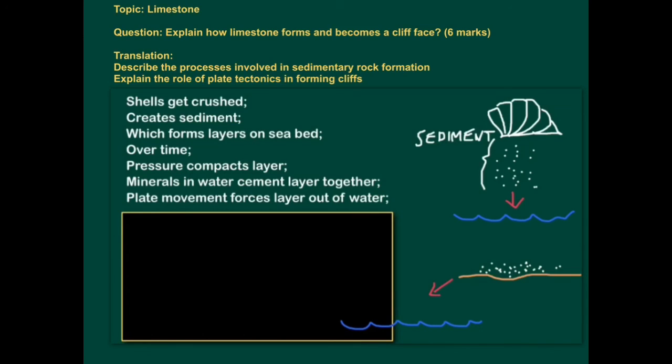For example, you could probably still get 6 marks if you sacrifice one of these sentences like this one. But you can only get 6 marks if you deal with both parts of the question. So more or less describe in full detail how limestone forms, and obviously talk to us about how it becomes a cliff face.